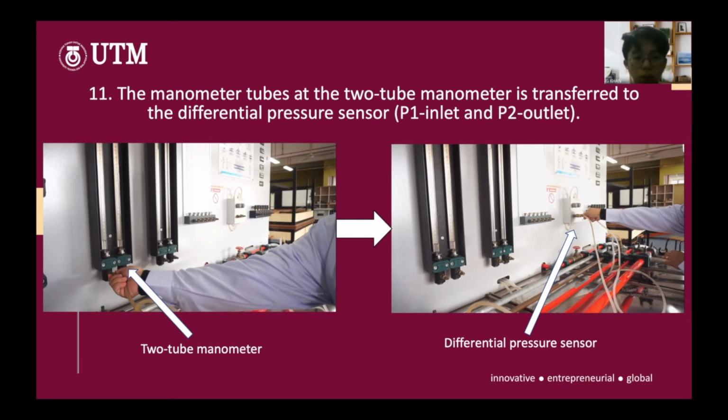Next, the manometer tube and the two tube manometer is transferred to the differential pressure sensor, T1 inlet and T2 outlet. You can see in the left side image, the two tube manometer, is transferred to the right side image, the differential pressure sensor.